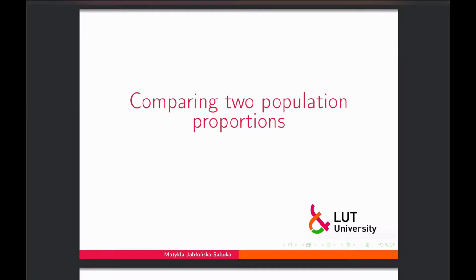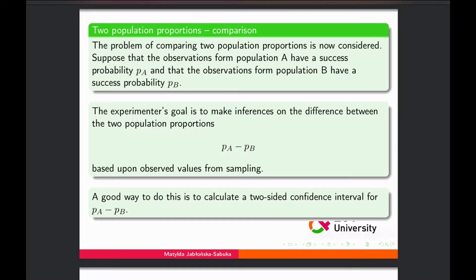We've done a small recap of population proportion testing when it comes to one population testing. But now let's have a look how we do it with two populations. So the problem of comparing two population proportions means that we have observations from population A that have success probability PA, and then observations from population B that have success probability PB.